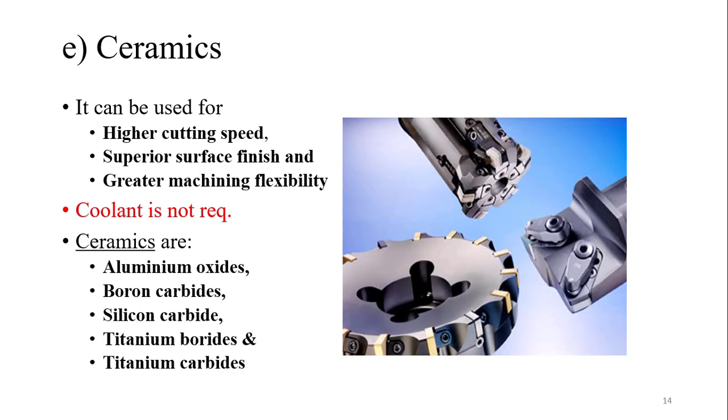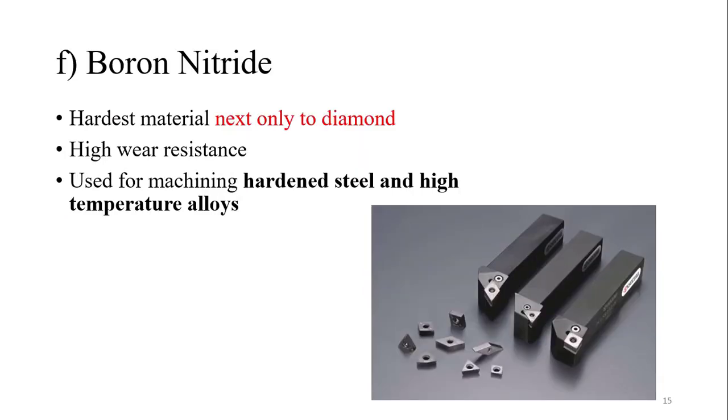Now next, ceramics are aluminium oxides, boron carbide, silicon carbide. So these are types of ceramics, and you can use any kind. Then there is boron nitride. Boron nitride is just lesser than diamond. It is just next only to diamond. It is a very hard material, because if you are using carbide, then to shape the carbide we need a material which is harder than the carbide. So this is the boron nitride. It is not used in the industry widely, but yes, it is used for the manufacturing of other tools. It is the hardest material next only to diamond.